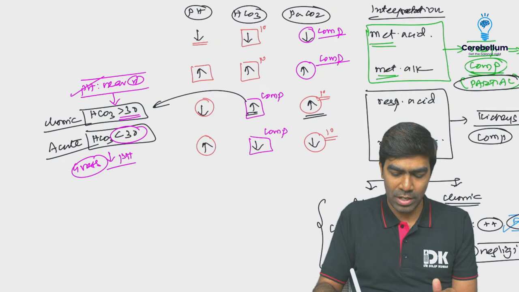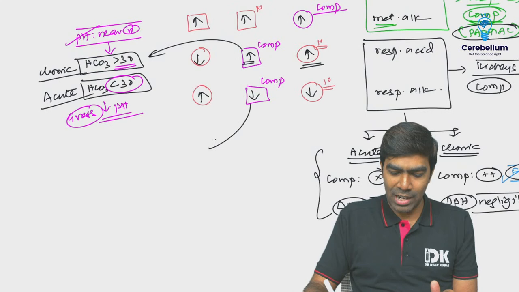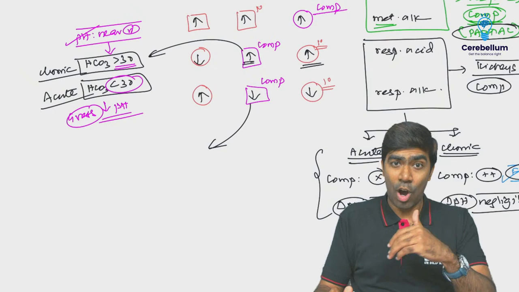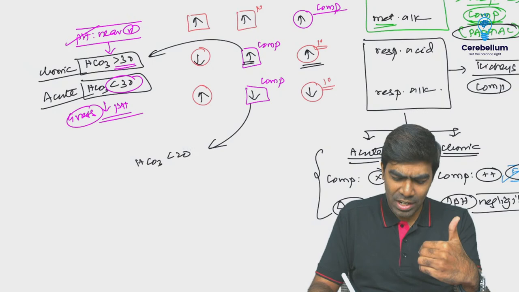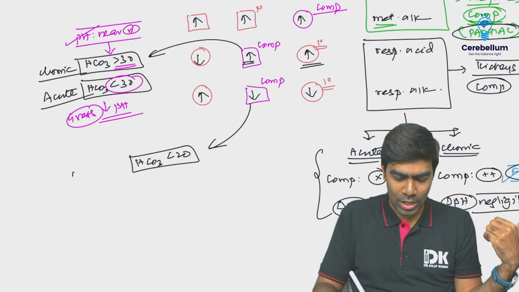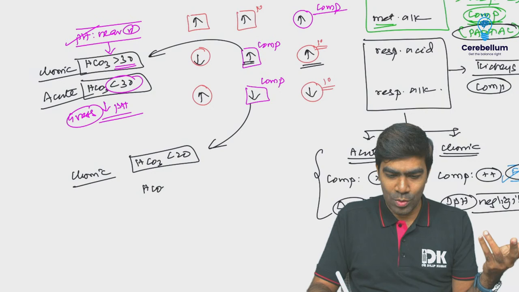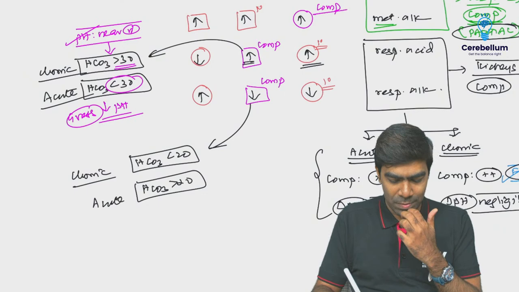On the other hand, similarly, in a respiratory alkalosis, look at the bicarbonate again. Definitely, it will be less than 24. But how low it is is going to give you the clue. If it is very, very low, like less than 20, which means there is a good compensation, bicarbonate is falling to a very low level, you can call it a chronic respiratory alkalosis. If it's more than 20, I can say it's an acute respiratory problem, because the compensation is not that good, kidneys are not compensating better.